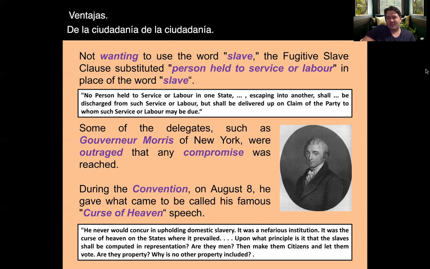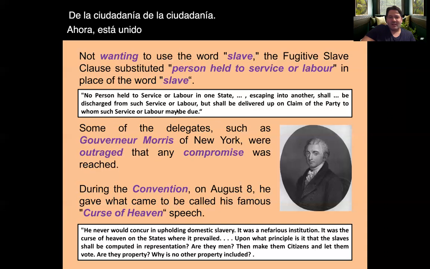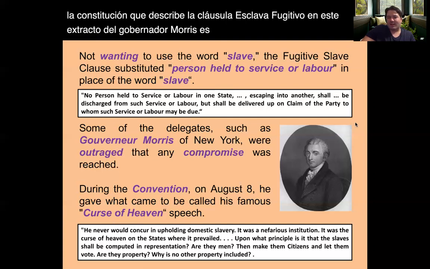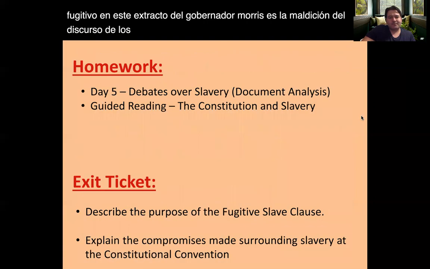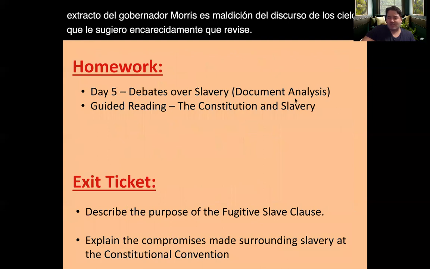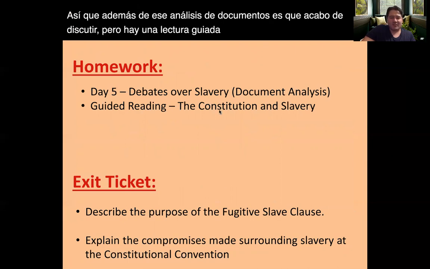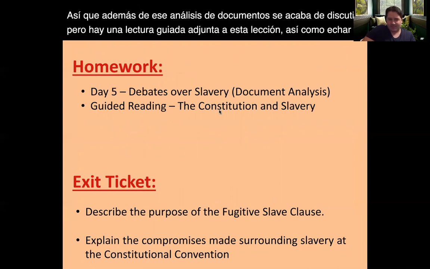Attached to this lesson is an analysis of two excerpts from the Constitution describing the Fugitive Slave Clause, and an excerpt from Governor Morris's Curse of Heaven speech that I highly suggest you check out. In addition to that document analysis, there's a guided reading attached to this lesson as well, taking a look at the Constitution and slavery.